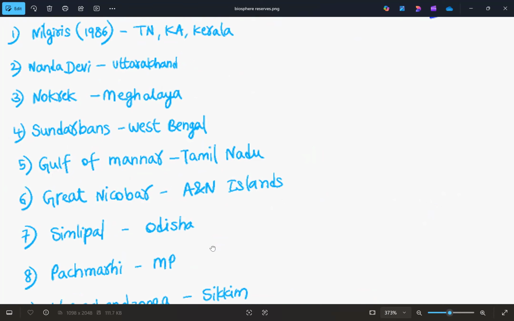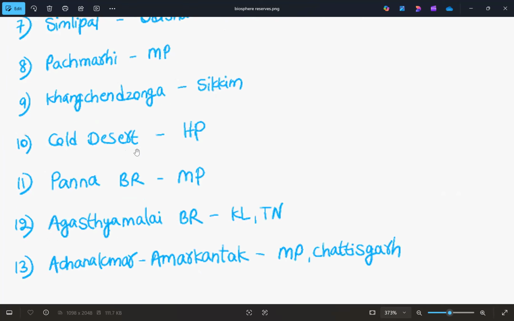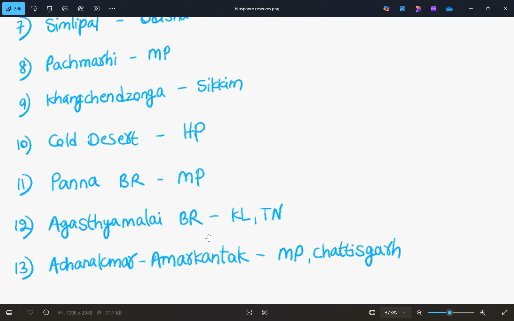Simlipal, Odisha. Pachmarhi, Madhya Pradesh. Kanchenjunga, Sikkim. Cold Desert, Himachal Pradesh. Panna Biosphere Reserve, Madhya Pradesh. Agastya Malai Biosphere Reserve, Kerala and Tamil Nadu. Achanakmar and Amarkantak, Madhya Pradesh and Chhattisgarh. So these are the reserves that are in the list of the global network.